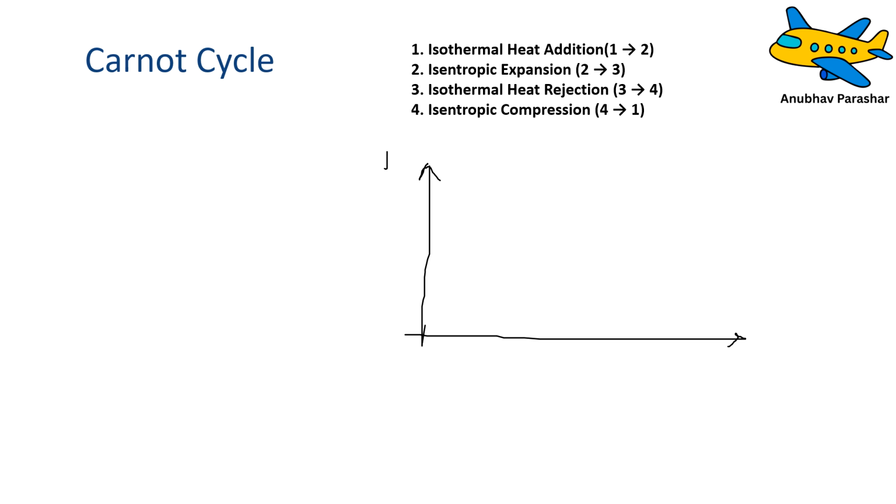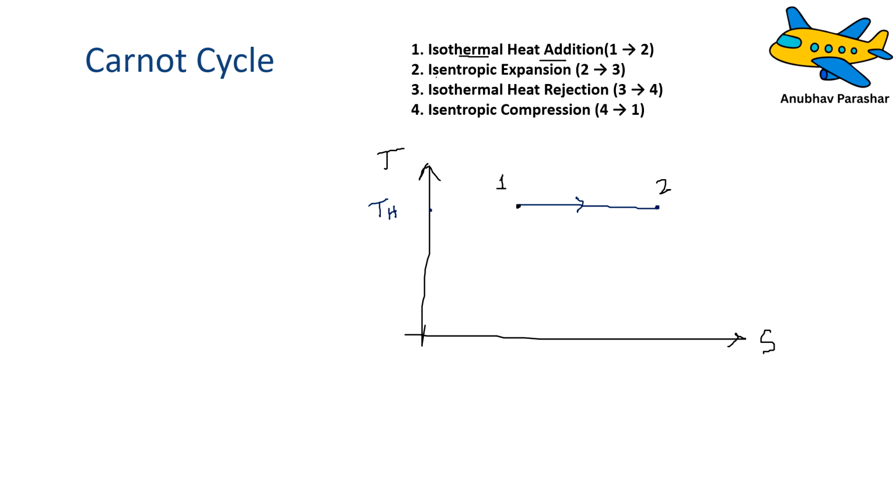On the y-axis, I'm representing temperature, and on the x-axis, I'm representing the entropy. Let me say the system initially was at point 1. So from 1 to 2, it is isothermal heat addition. Obviously, if it is a cycle, if it is an engine, we will always have to add heat first, right? So the process goes from 1 to 2 and it is isothermal. And what is the meaning of isothermal? Temperature is constant. Let me say the temperature is TH, a higher temperature, right? And from point 1 it reaches point 2. So this is the heat addition process, isothermal heat addition.